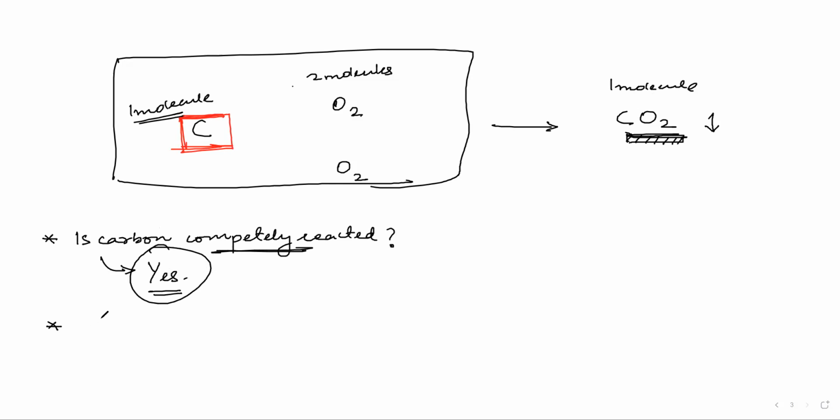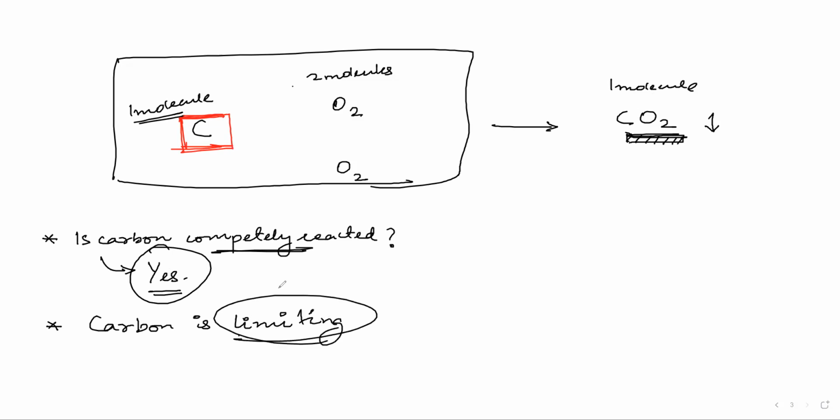So here carbon is limiting. In this example, what is limiting? Carbon is limiting. And those species which limit the production of products are known as limiting reagent. They are known as what, Hishma? Limiting reagent. Okay.